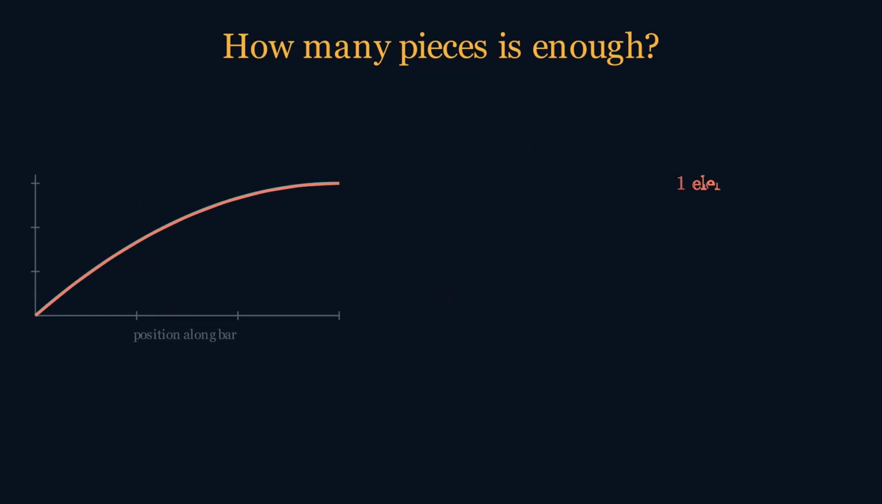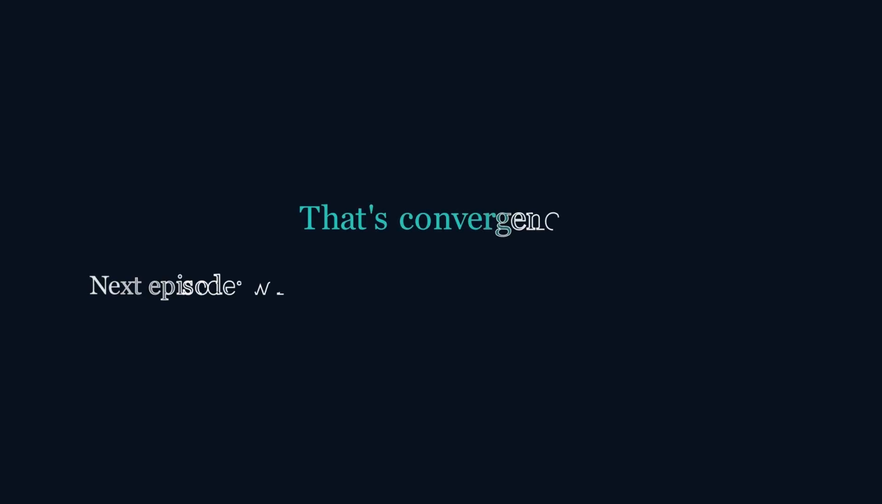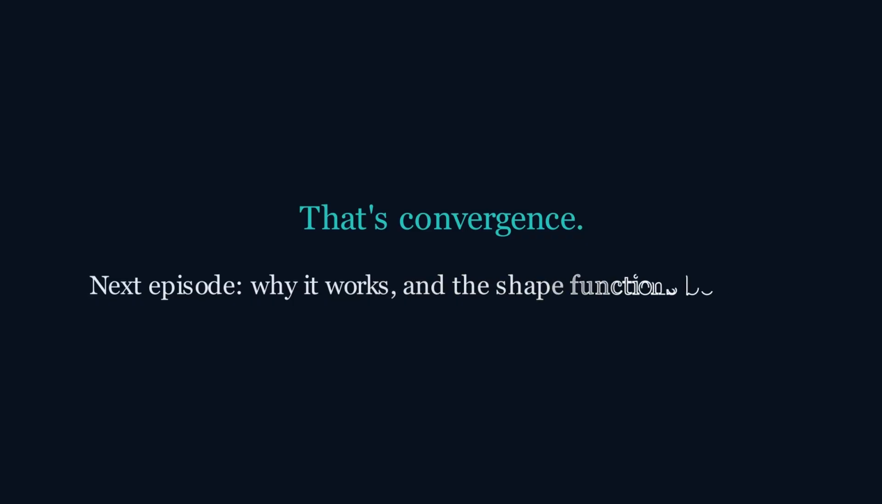And the error falls fast, 18%, then 4, then 1, then 0.25%. Each time we double the elements, the error drops by a factor of 4. That predictable shrinking of error is called convergence, and it's what makes the method trustworthy. Next episode, we'll see exactly why it works and meet the shape functions hiding inside every element. We built the machine today. Next, we understand its soul.